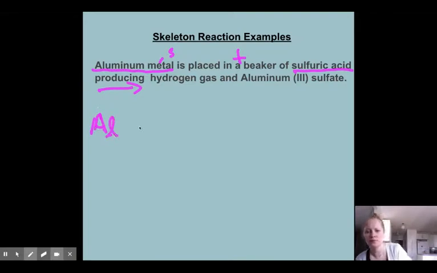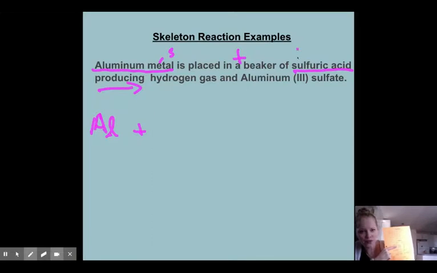Aluminum plus sulfuric acid. Oh joy, we have to remember our acid naming. Of course we do. You didn't think I'd let you forget about acid naming. So sulfuric acid. We find our ic acid on our table, and we jump over and change it into, it says hydrogen -ate. So that means I'm looking for sulfate.